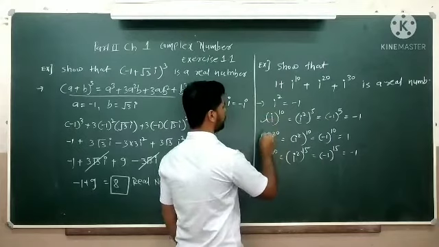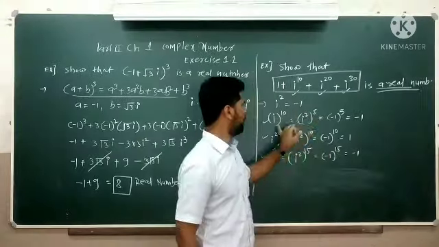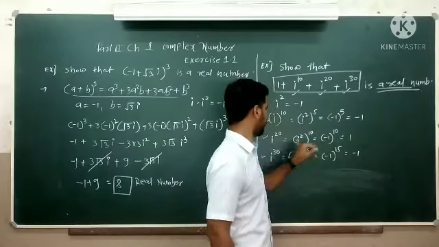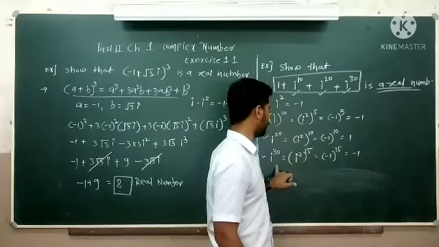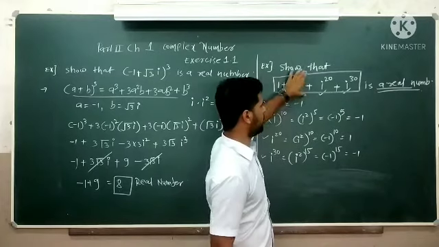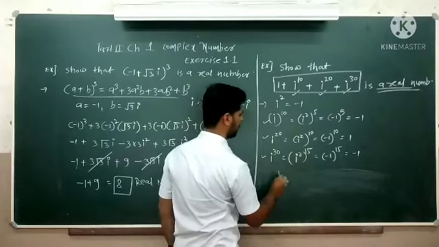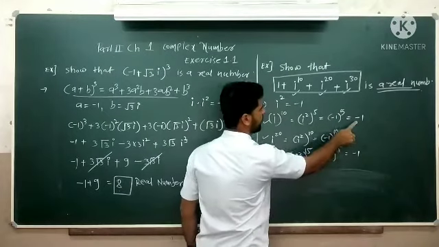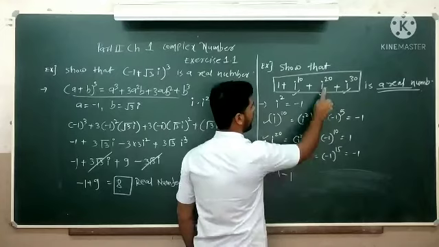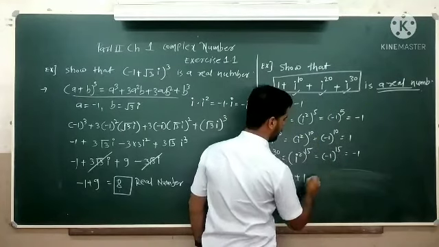Now i raised to 10, i raised to 20, i raised to 30, all these three values will be put here. The value of i raised to 10 is minus 1, the value of i raised to 20 is 1, the value of i raised to 30 is minus 1. So all these three values we will put in this expression and we'll see what we get. So write the first term 1 as it is, then i raised to 10's value we got minus 1, i raised to 20's value we got 1, and i raised to 30's value is minus 1.